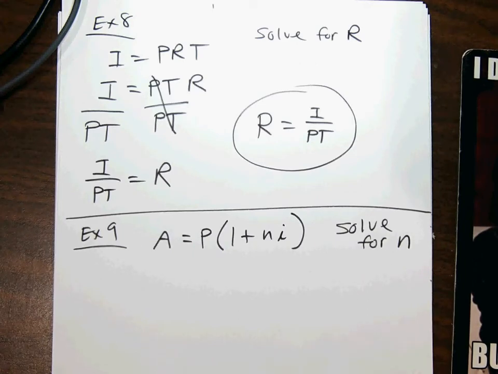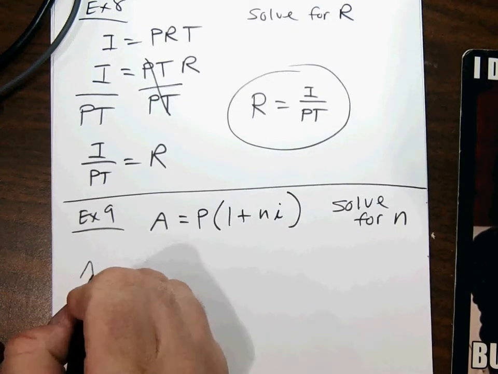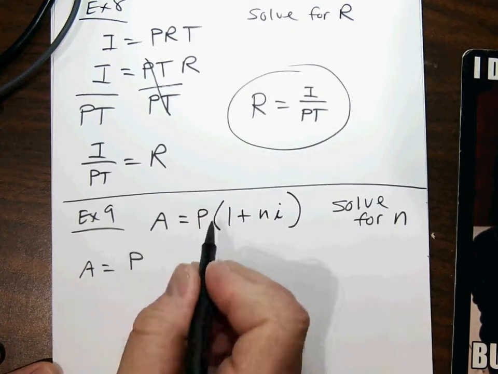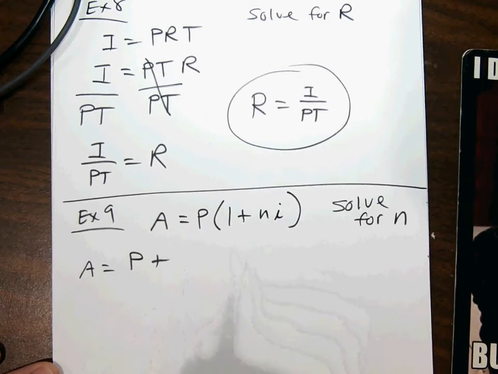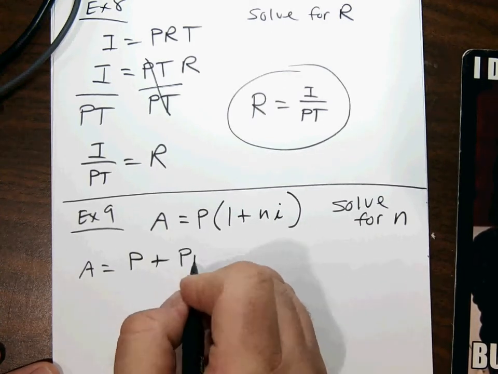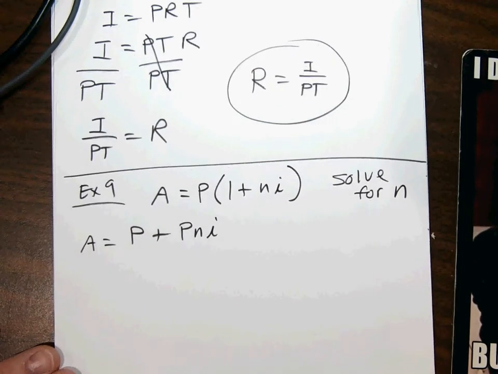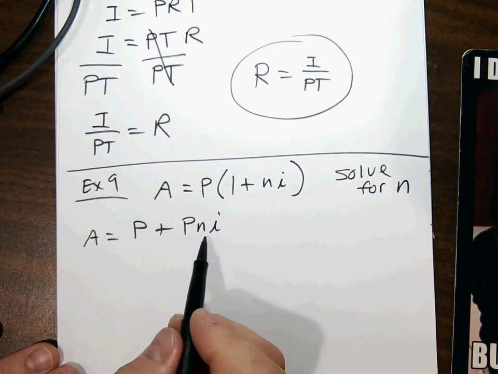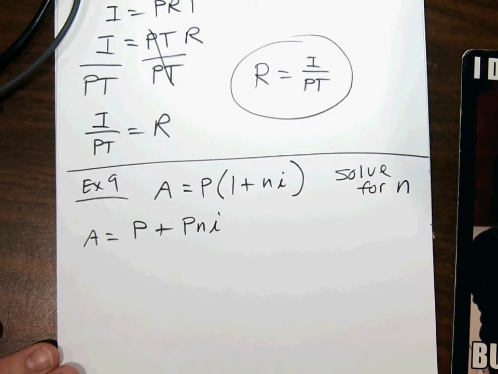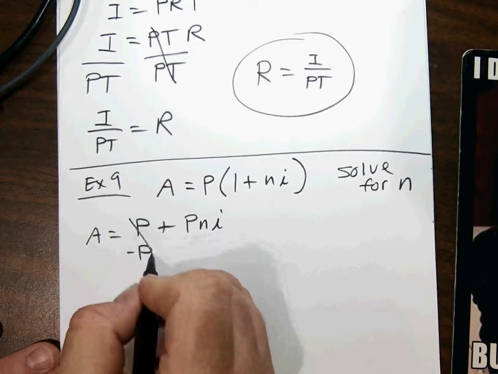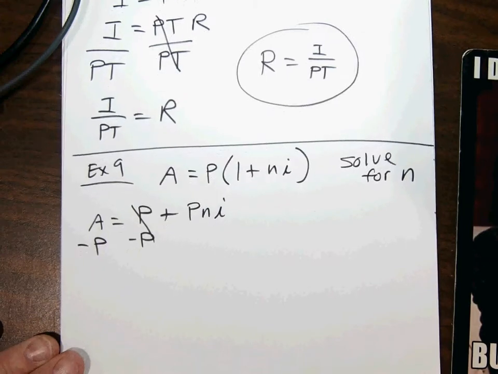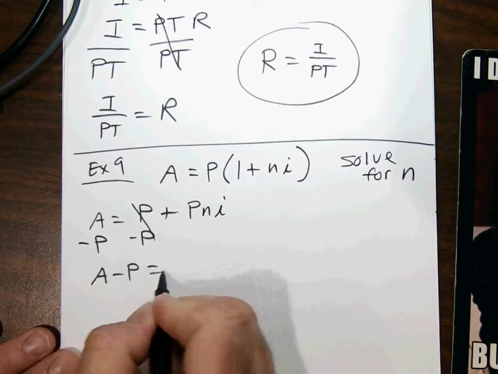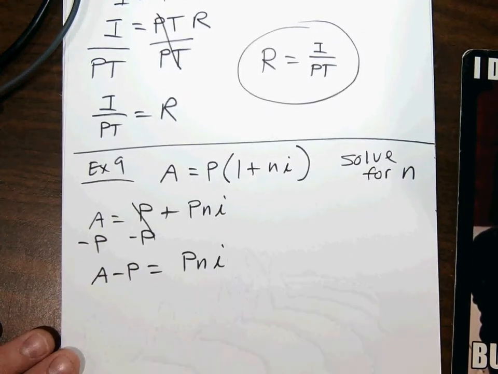Well, let's think about what we can do. We can distribute our P across, right? So I can say A equals P times 1 is still a P, plus P times N times I would be PNI. So far, so good? Subtract P now, right? Because it's P plus something times N, and I'm interested in N, I'm going to get that out of there. Subtract the P, subtract the P. A minus P equals PNI.